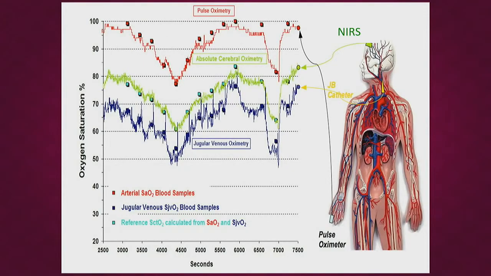Now this is an important normal graphical slide. On the x-axis, what you see is these are medical students, basically, with the jugular venous bulb, which is the blue line, the cerebral oximetry in green, and then the red is basically an arterial pulse oximeter. And what you see is in unison, if you make people hypoxic, they all go down together.